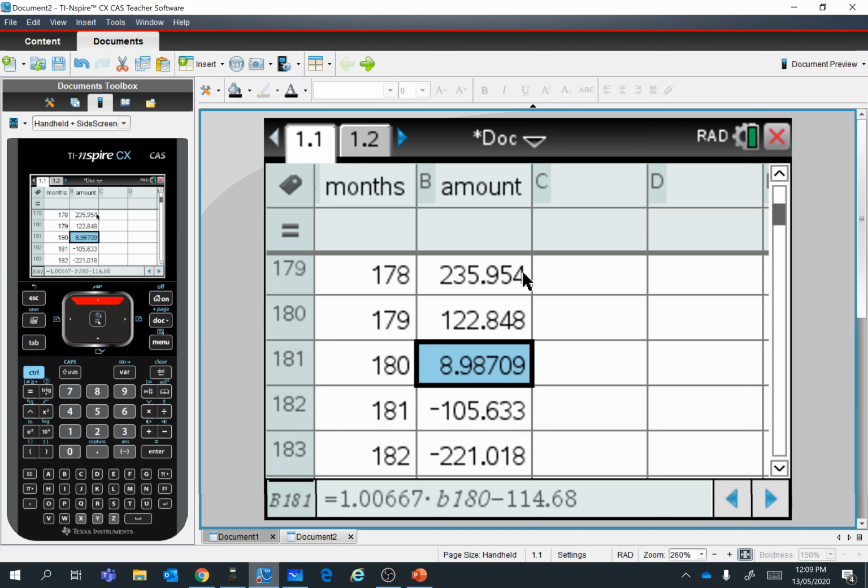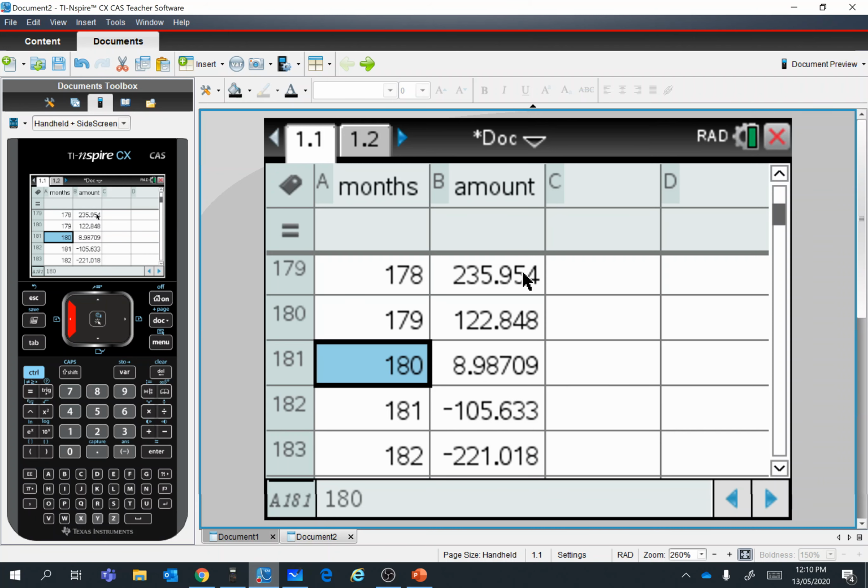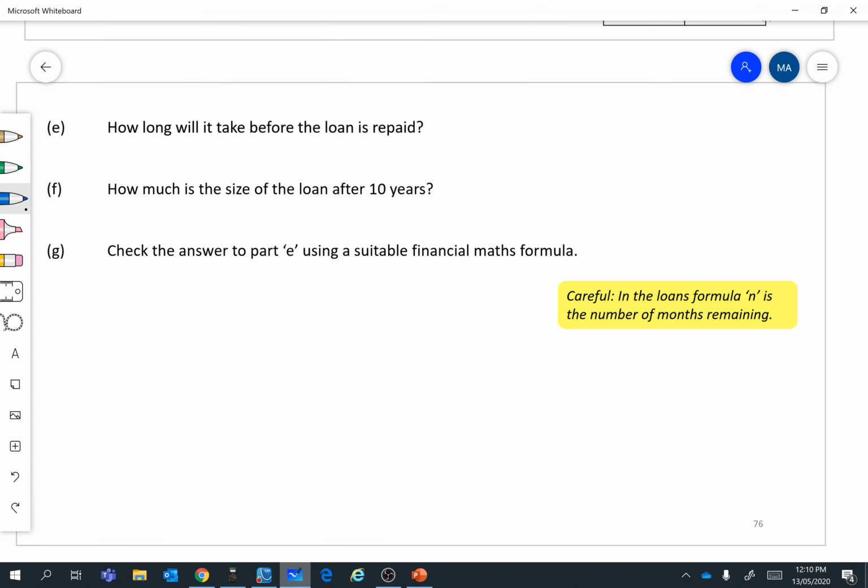Okay, so if you go here at 180 months, they still owed $8.99. Right? So they needed another month, even though it was a very small payment. They needed one more month to pay it off. So it's not until 181 months that it takes to pay off the loan. So it's when it first goes negative, that's the number of months. So 181 months.